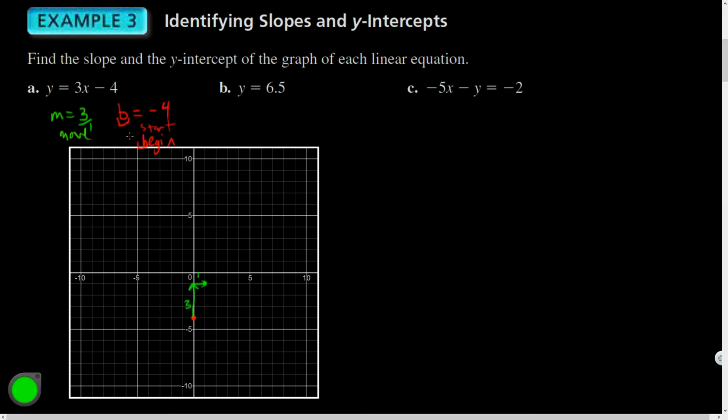Because that was the beginning. And guys, 2 points. I could graph a line through just 2 points, but let's find a couple more just for fun. Up 3 and over 1. Up 3 and over 1. And so those will be some points on my line. And now I can draw my line.